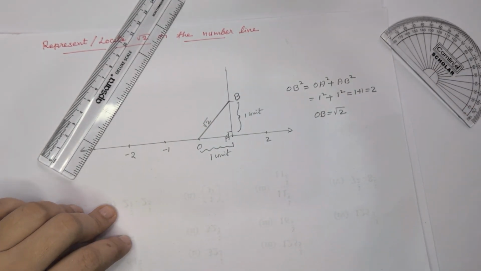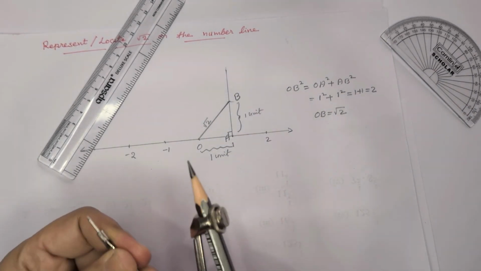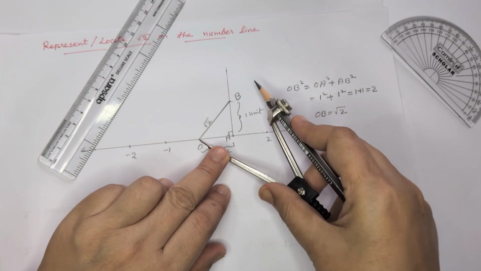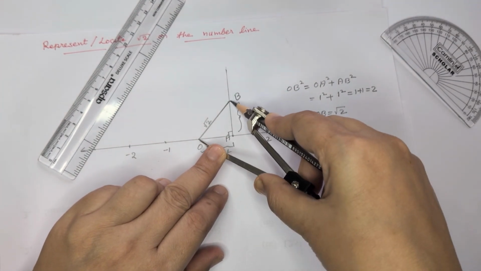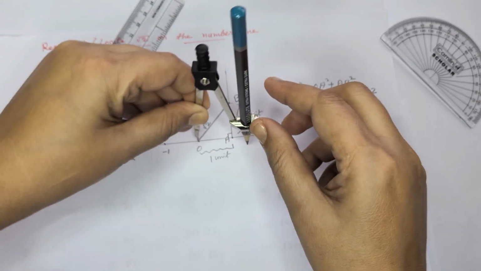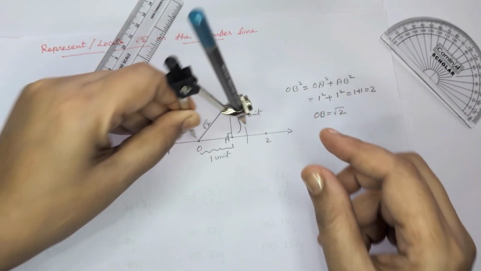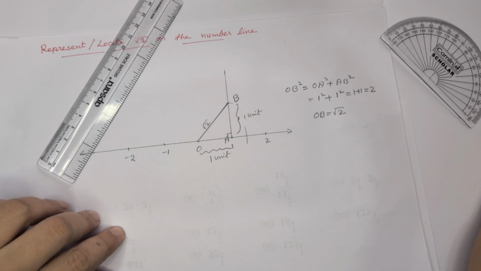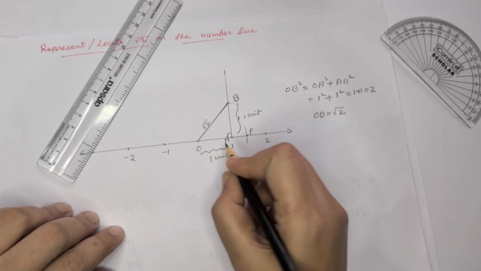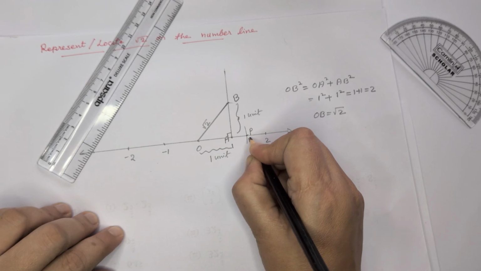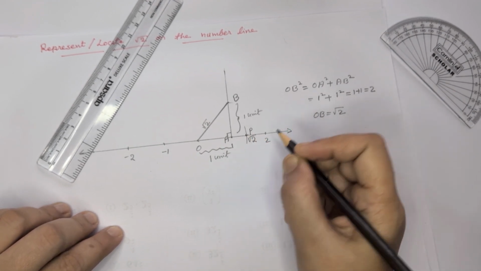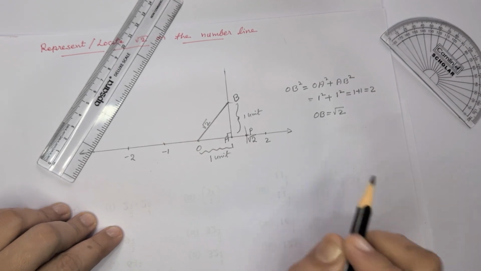Next we have to represent the length OB on the number line. For that, take OB in your compass, and with O as the center, draw an arc on the number line. This point we can mark as P. So this is the representation of root 2 on the number line. This point P is representing root 2 on this number line.